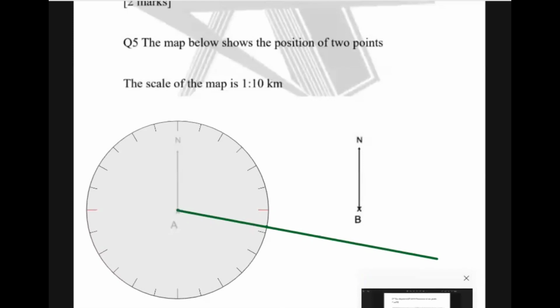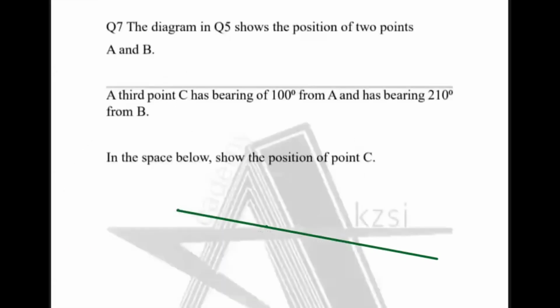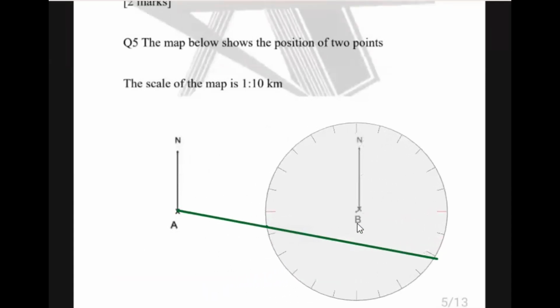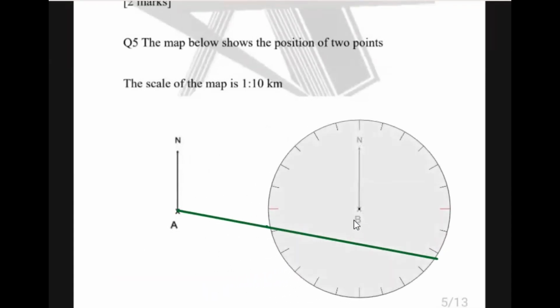Then the other information says a bearing of 210 degrees from B. That means at B, I have to draw a line pointing towards north and from there I have to move 210 degrees. So again, I need to use the protractor. I have to place it at point B. The center should coincide with point B. And then we have to draw 210 degrees. So this will be 210 degrees. And from here, I have to draw a line stretching out because this whole angle is 210.